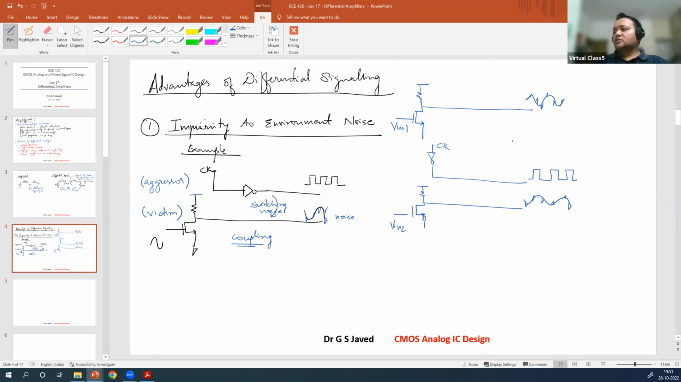So what are the sources of these? The sources of the noise can be in the coupling. You have capacitive coupling. You can couple capacitively, or you can be coupled inductively. Generally, you do not see resistive coupling between the two lines that you have.